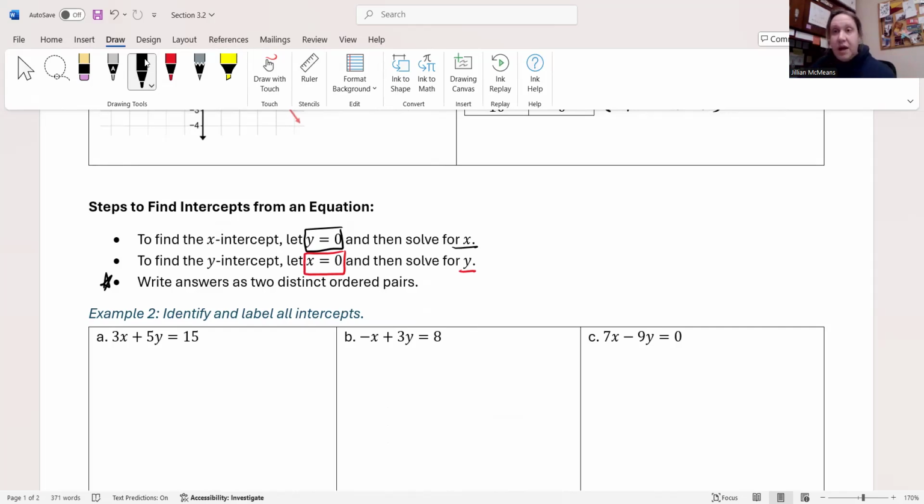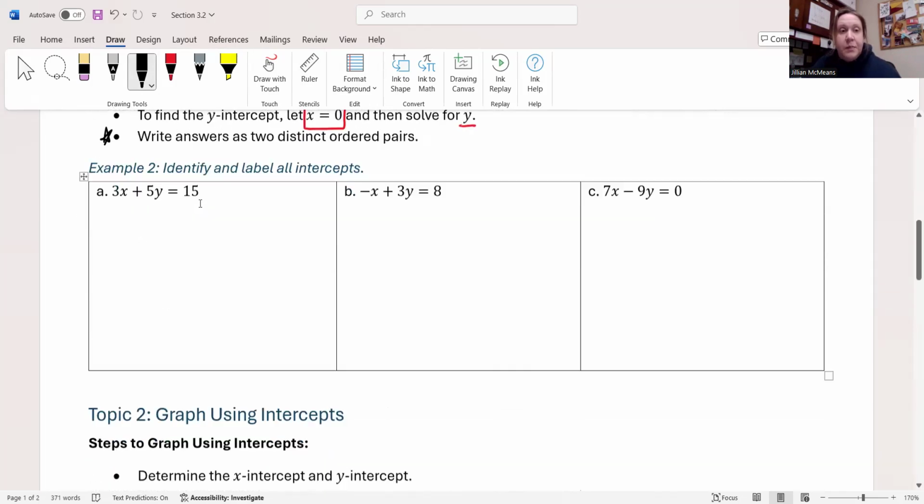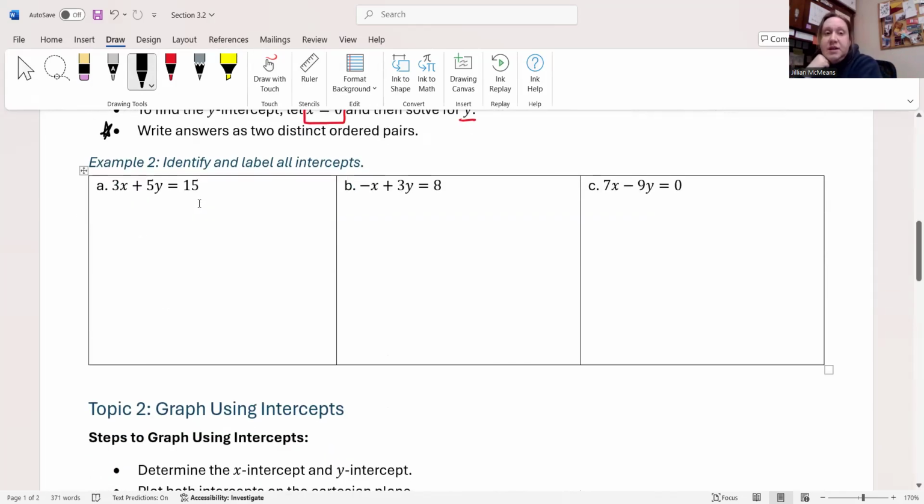Okay, so let's go ahead and look at these three examples. It says, for example, to identify and label all intercepts. Label them. Make sure you tell your teacher, your reader, that you know what's the x-intercept and what's the y-intercept. Okay, so let's look for the x-intercept first.